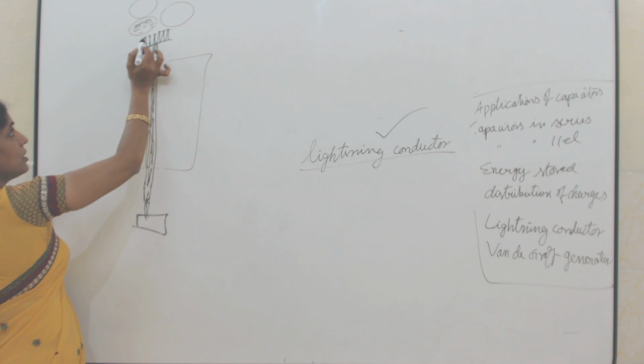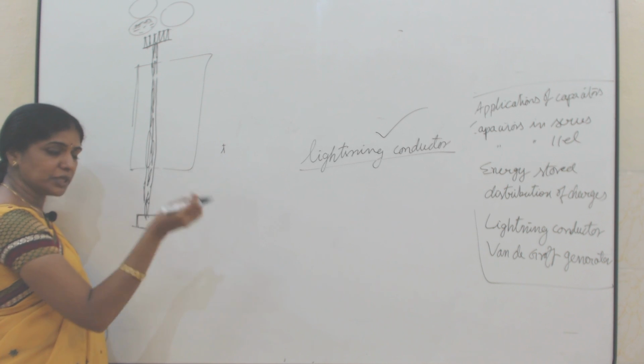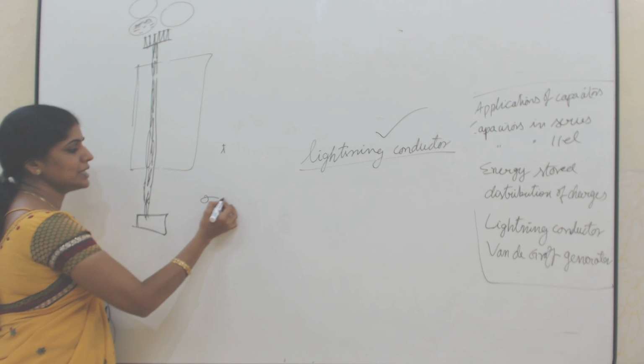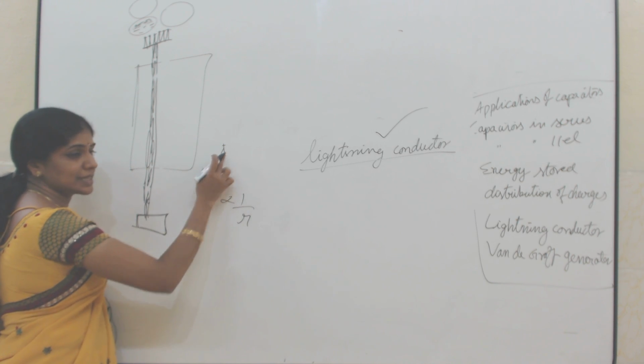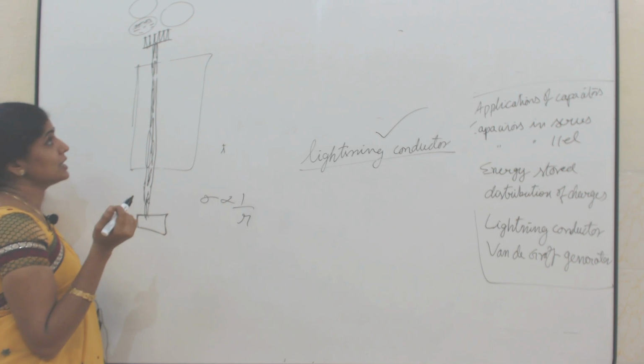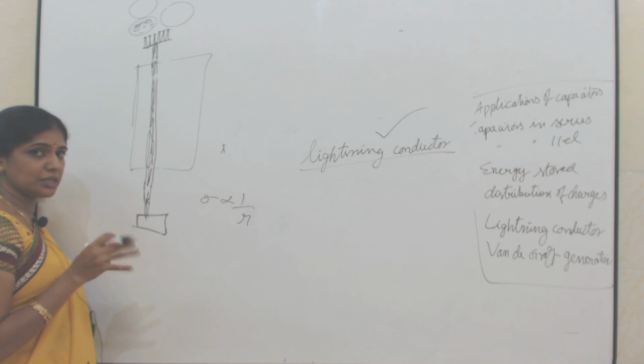Now what happens here? We know that more number of charges will be accumulated at the sharp ends because sigma is inversely proportional to r. If the radius is less, more number of charges will be accumulated. Here we have these positive charges, what will they do? Will they stay there or will there be leakage of charges?